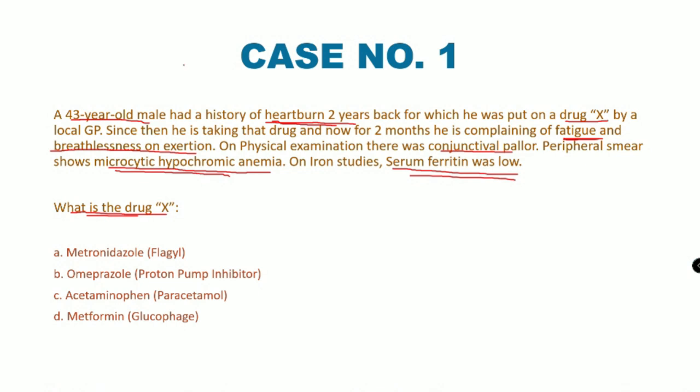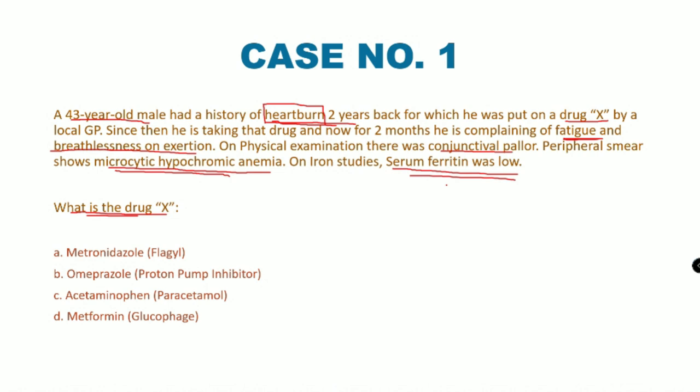So in this scenario, the patient is taking a drug for heartburn for 2 years. Most likely he is suffering from acid peptic disease and he is taking some drug for that condition for 2 years, and now for 2 months he is complaining of fatigue and breathlessness, and this scenario is of microcytic hypochromic anemia. This is most likely iron deficiency anemia.